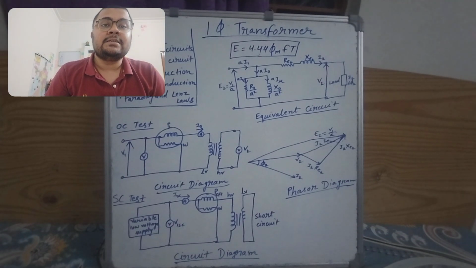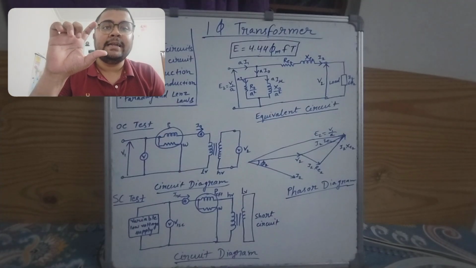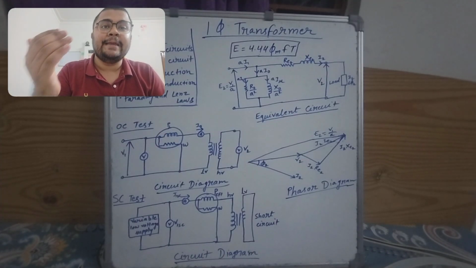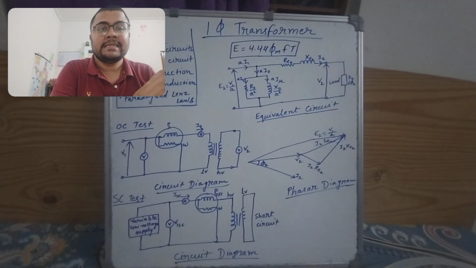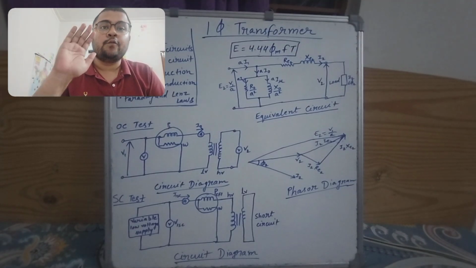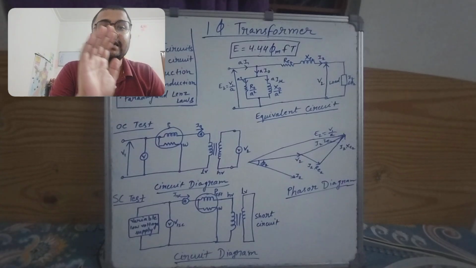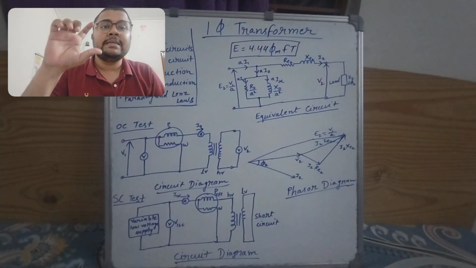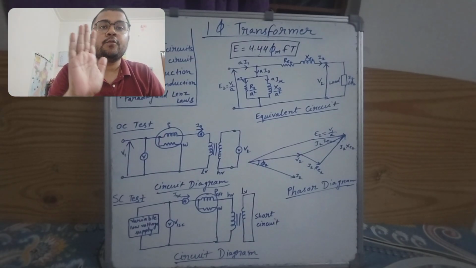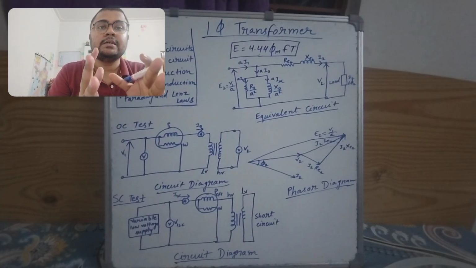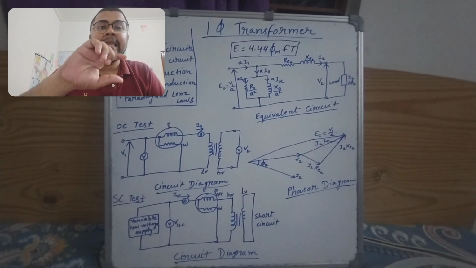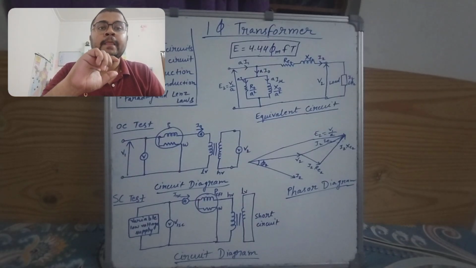So what happens in a transformer is that when voltage is provided in the primary, there are two electrical circuits, and we can name one circuit the primary and the other the secondary. The side where the source is provided is the primary, whereas the side where the load is given is the secondary. Due to the voltage, a current flows in the electric circuit, and due to this current, flux is induced.